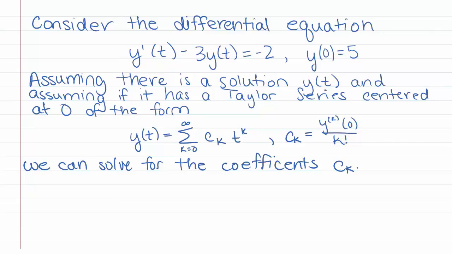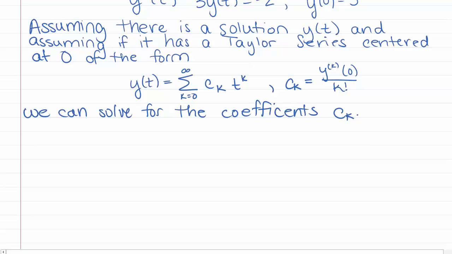So here we're going to assume there is a solution, y of t, and we're going to assume it's a Taylor series centered at 0. So it has this form of a Taylor series, and we want to find the coefficients. So do we have enough information to do that? Well, what do we know?